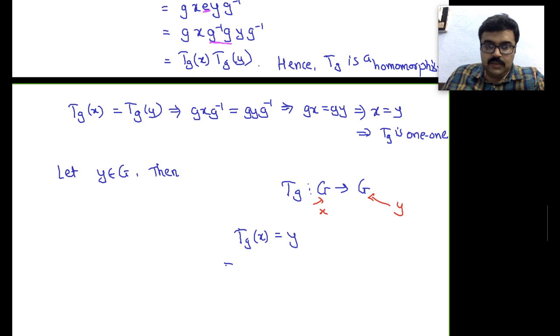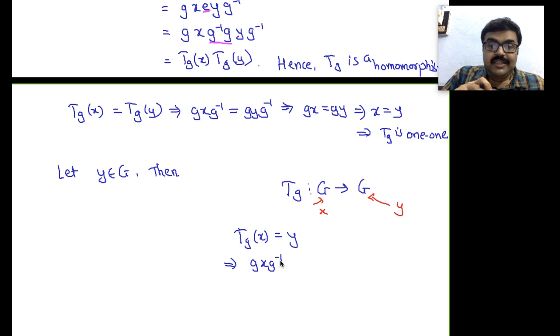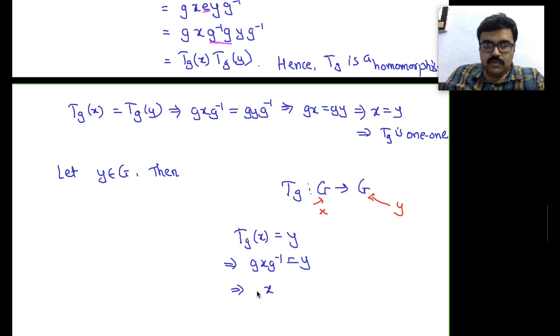So this implies T_G of X equals G X G inverse. What we want to find, we are starting with Y in the codomain. We want to find X in the domain, but we don't know what X will be. So let us find out how that X is. First assume that it is onto. To prove onto, this is how the technique is used: back calculation to find X, and then we just write that. We don't mention it as X. Suppose X exists, then G X G inverse equals Y. Then what will be the X? G X equals Y G, multiplying by G on the right side, both sides, and by G inverse on the left side, both sides. So X equals G inverse Y G. We found X.